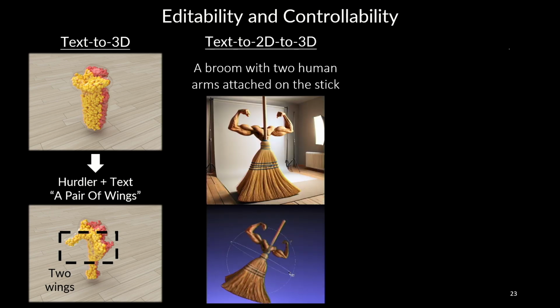Another potential and promising direction is doing text to 2D and then to 3D. The reasoning here is that there is much, much more data in the 2D space compared to the 3D space, so your generative models perform much better in the 2D space. And then our job is to project that signal to the 3D space. For example, this is an example of a broom with 2 human arms attached on a stick. And then we can actually have a 3D shape of that, and then we can integrate that into a robot design.